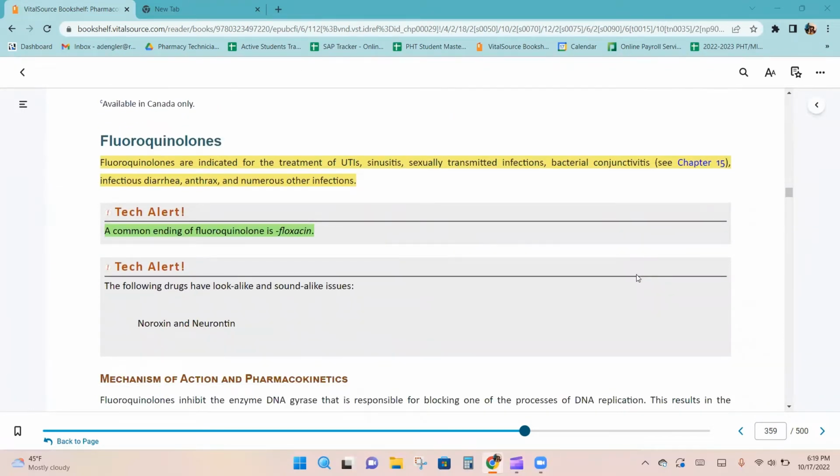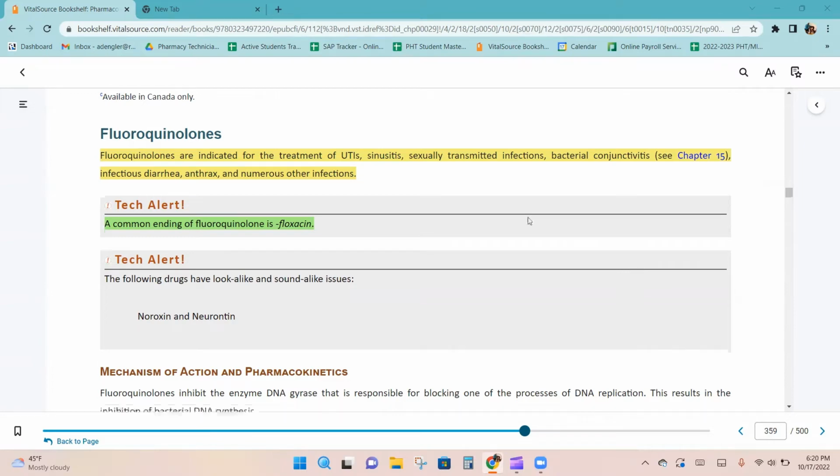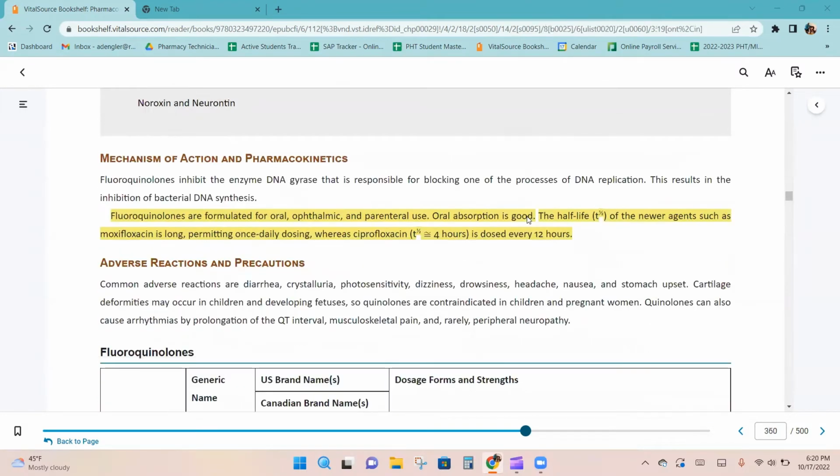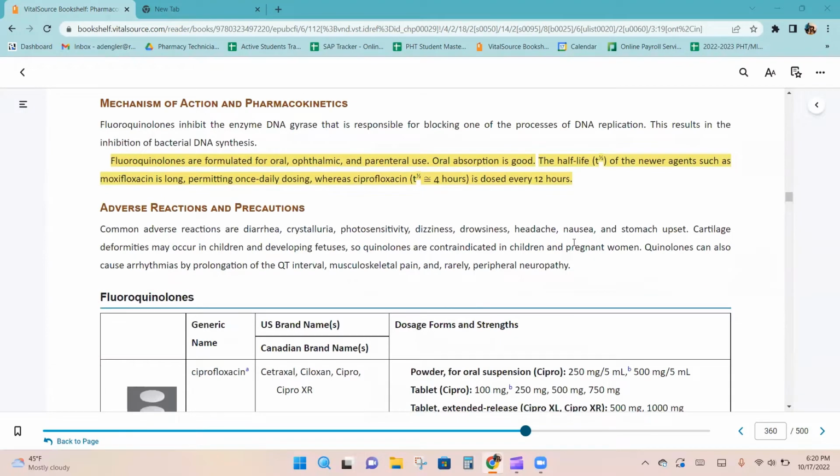Fluoroquinolones are indicated for the treatment of UTIs, sinusitis, STIs, bacterial conjunctivitis, infectious diarrhea, anthrax, and numerous other infections. A common ending of fluoroquinolones is floxacin. Fluoroquinolones inhibit the enzyme DNA gyrase that is responsible for blocking one of the processes of DNA replication. This results in the inhibition of bacterial DNA synthesis.